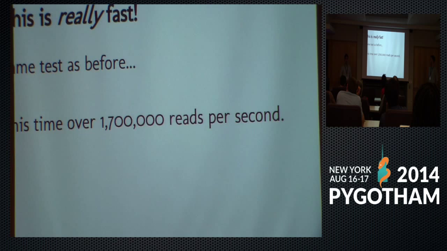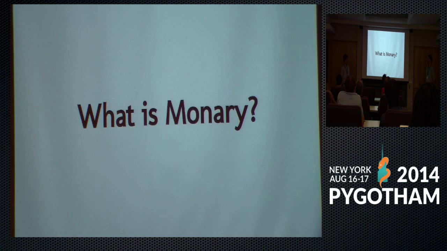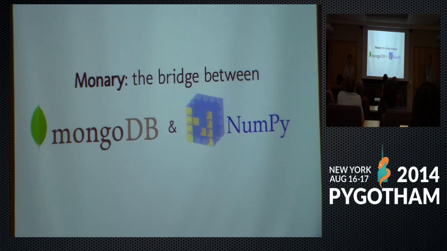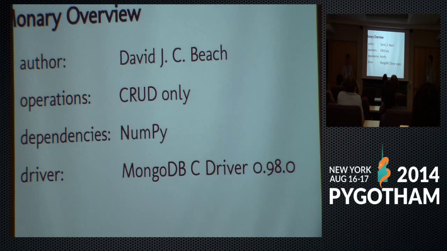So I've been talking about what it can do, but what actually is it? It's this bridge between MongoDB and NumPy that gives us really, really fast integration between the database and your tool for data processing. It was originally written by a man named David Beach, who's now affiliated with MongoDB. It supports all of the CRUD operations on your database. It has a very specific set of capabilities. It's meant to be used only for really fast integration between NumPy and MongoDB. It depends obviously on NumPy for its storage, and it actually uses the MongoDB C driver in the backend.